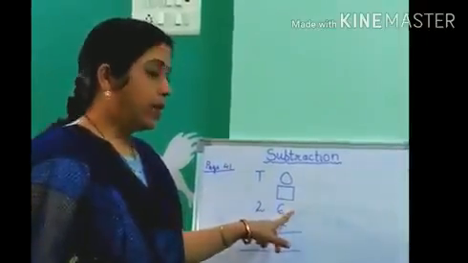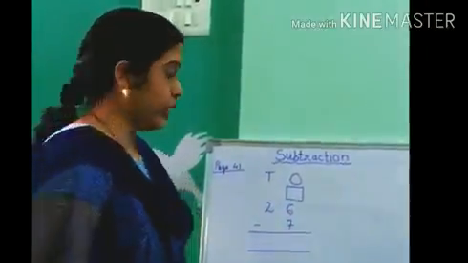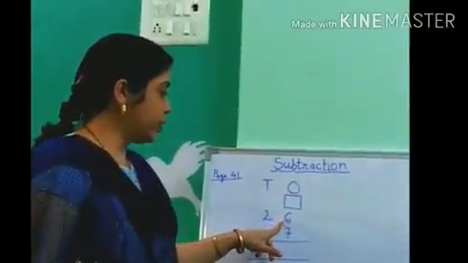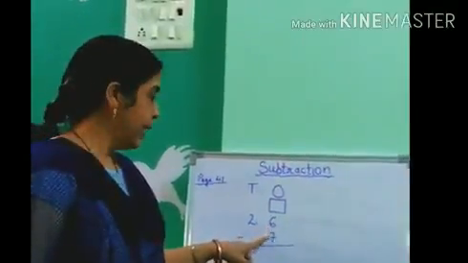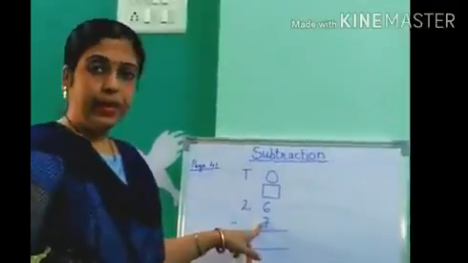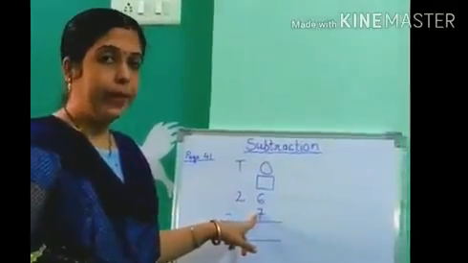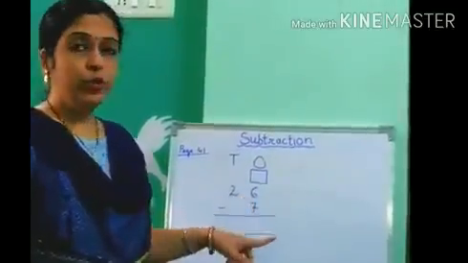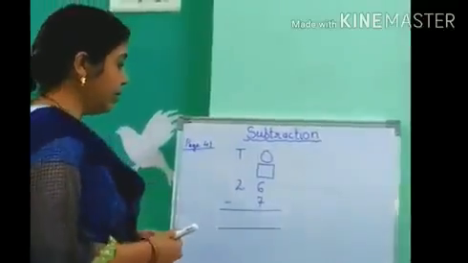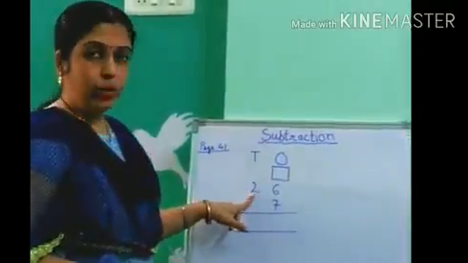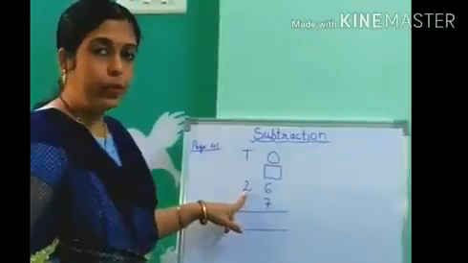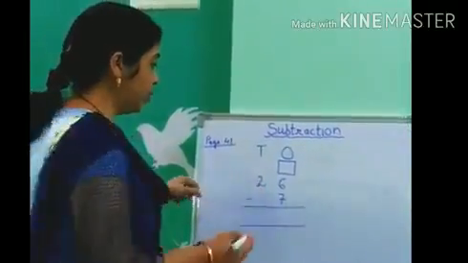So always we start subtracting from the ones position. Here in the ones position 6 is on the top and 7 is at the bottom, and 7 is a bigger number than 6. So what we have to do? We have to go to the next door, that is 2 tens. From 2 tens we are going to borrow 1 tens.